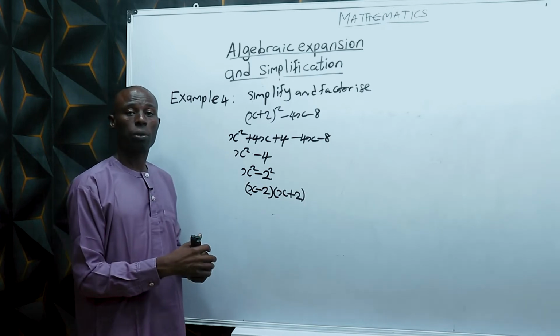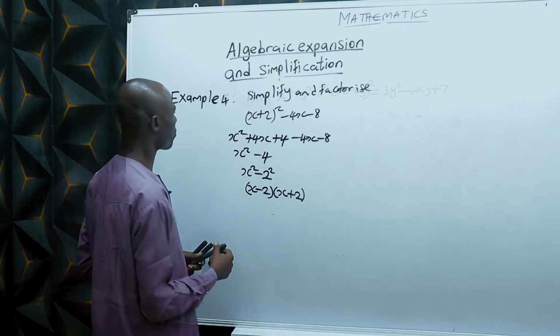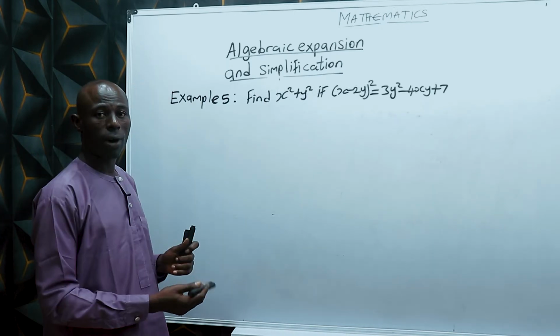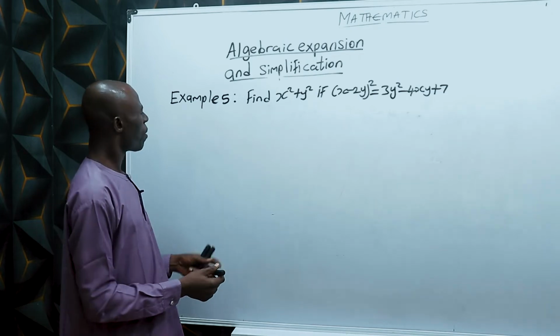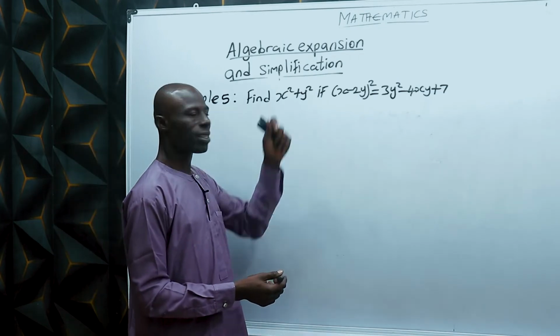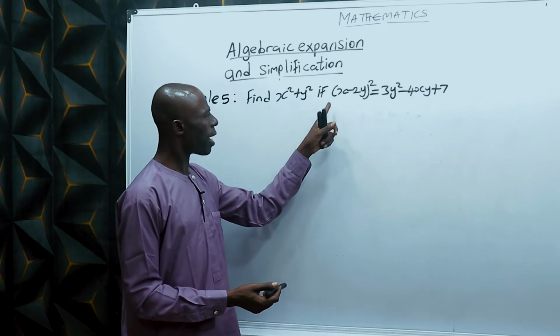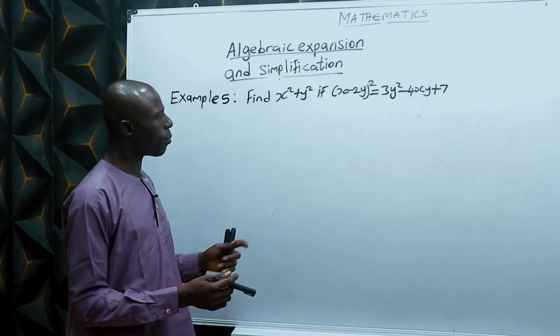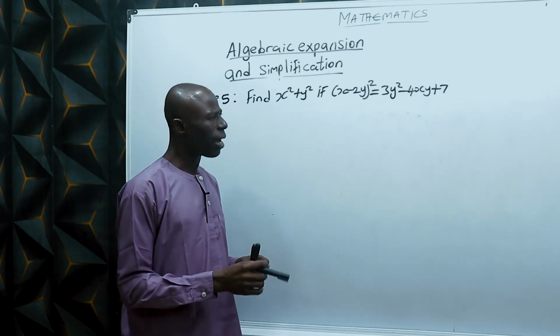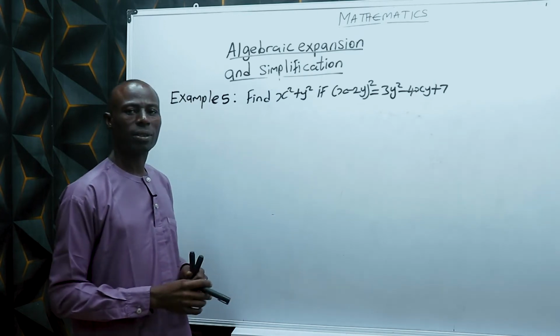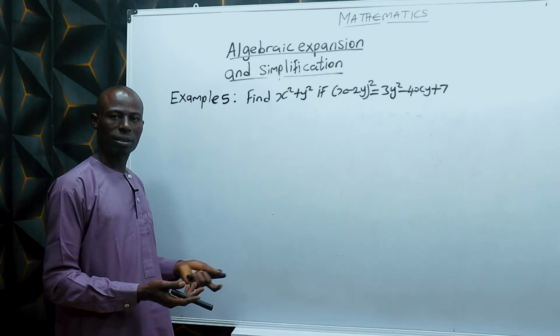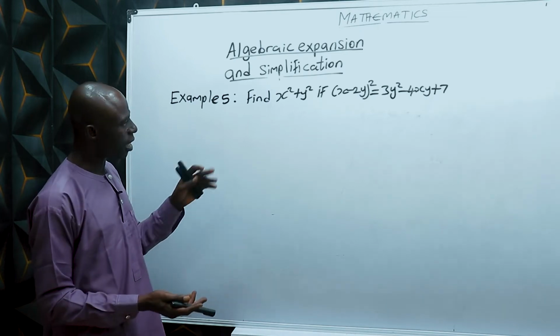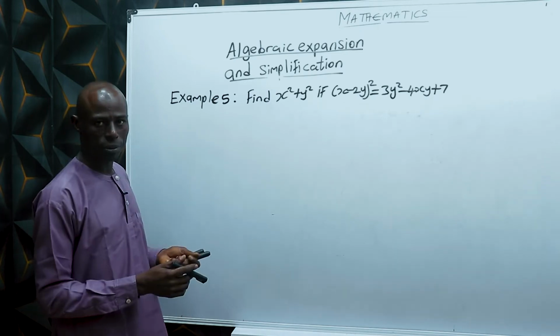Let's go to example 5. Find x squared plus y squared if x minus 2y, all in brackets, raised to power 2, equals 3y squared minus 4xy plus 7. This is an applied question under expansion and simplification.